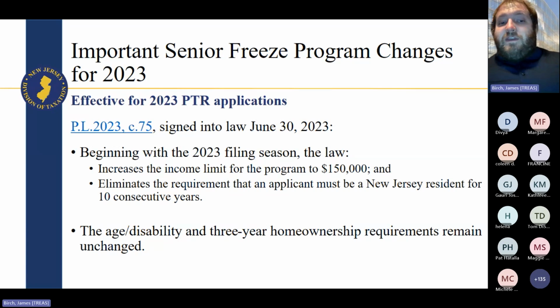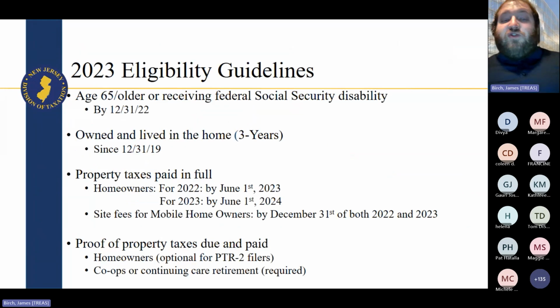However, the age and the disability and the 3-year home ownership requirements are remaining unchanged. So you still have to be age 65 or older or receiving a federal Social Security disability as of December 31st, 2022. And you still have to have owned and lived in the home for at least 3 years, which in this case would be December 31st, 2019.